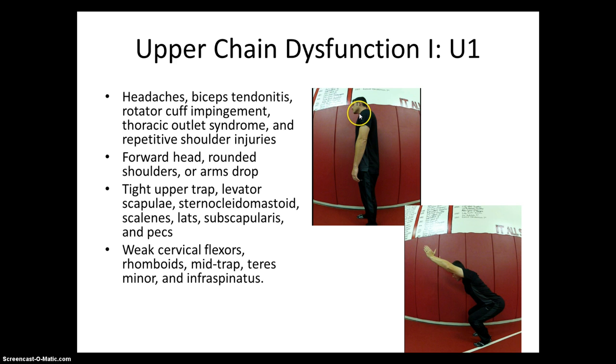Okay. It becomes shortened and tight. The scalenes are lateral neck muscles. And then the lats. Again, the lats get tight, as well as the front side pecs. When the shoulders round, the pecs become shortened, and the back side of your back or upper back becomes weak. So your cervical flexors, your rhomboids, your middle trap all become weakened. Teres minor, which is a rotator cuff muscle, which is what externally rotates the shoulder, becomes weak, as well as the infraspinatus.